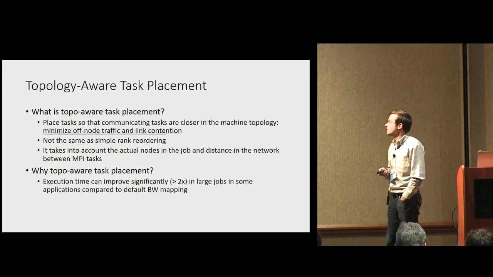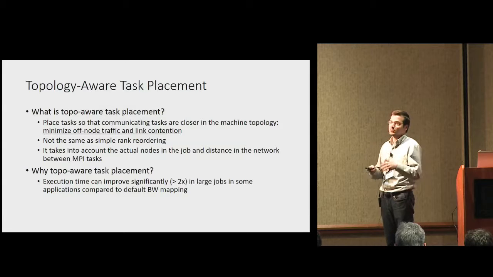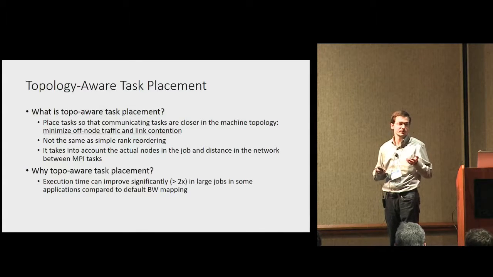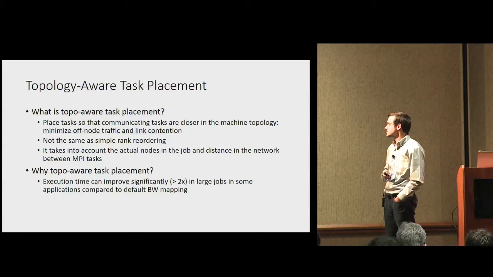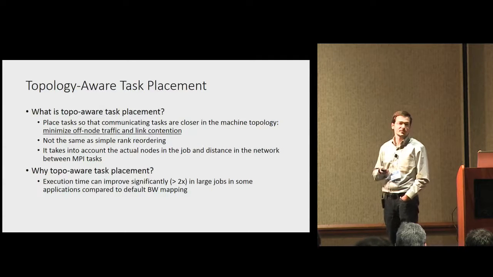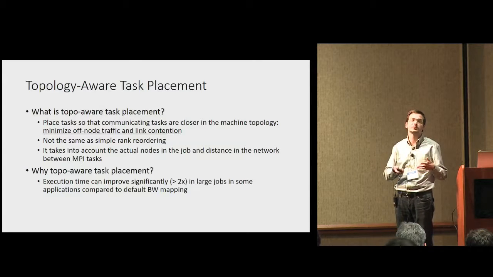First question, what is topology-aware task placement? Simply, the idea is, like Jeremy said, the topology-aware scheduler gives us compact allocations, but then the question is, inside your job allocation, how do you place the MPI tasks so that the communication between nodes is minimized and you minimize link contention? This is not the same as simple rank reordering. You require knowing during your job where the MPI tasks are and what the distance between the tasks is.